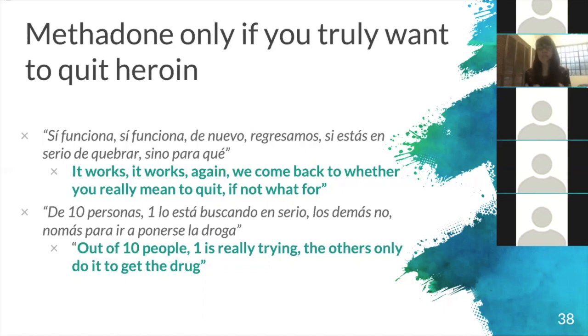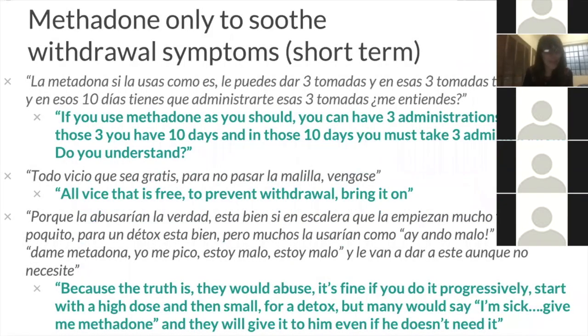And so this was seeing others in a negative light because they weren't truly meaning to recover. I'm nearly done. I know we're running out of time, but also methadone was seen as only to soothe withdrawal symptoms. So yes, it's fine, but just use it for a very short term. And I had several protocols of how to use it that are very, very detailed and very interesting.